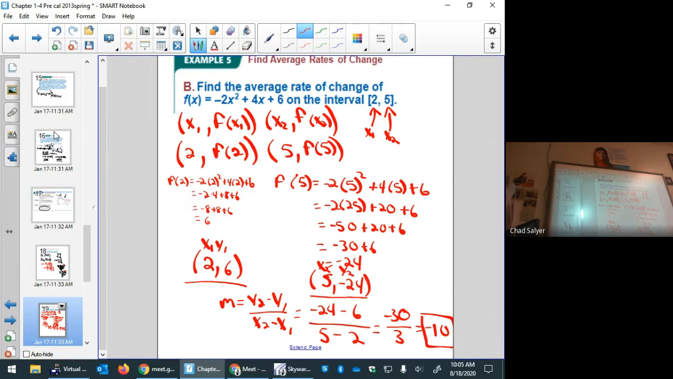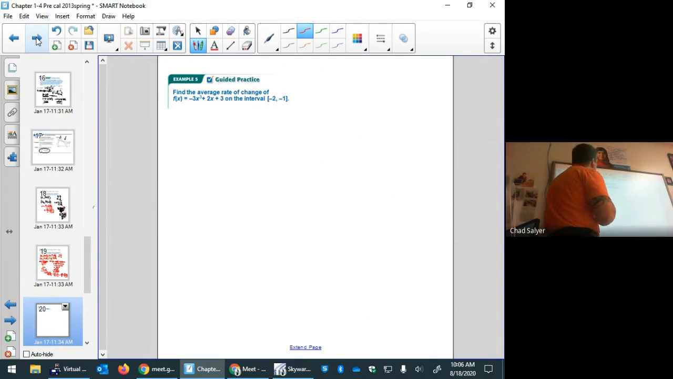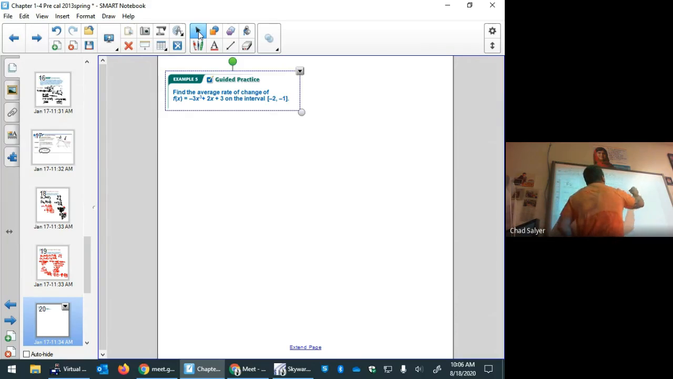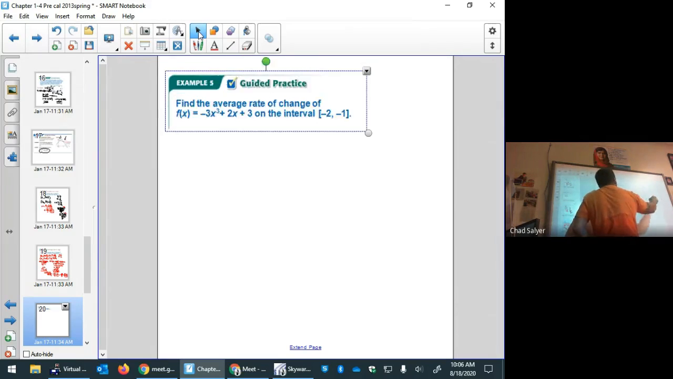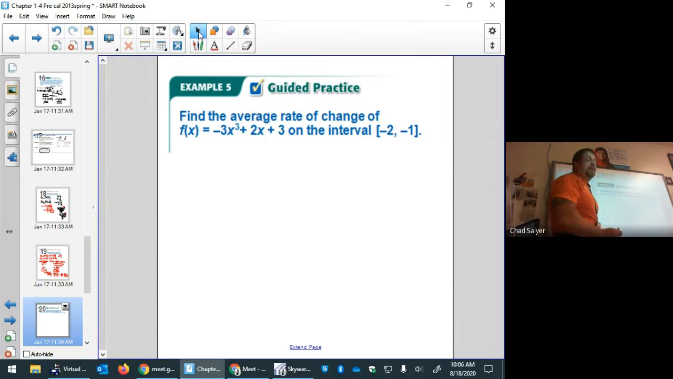So your task in finding an average rate of change over an interval is to first find the 2 points and then plug those 2 points into the slope formula, and then that's your answer. Okay, so here's one for you. Again, this is a very often missed test problem, so make sure you give this one a go. Pause the video, work this out, and then come back and see if you were correct.